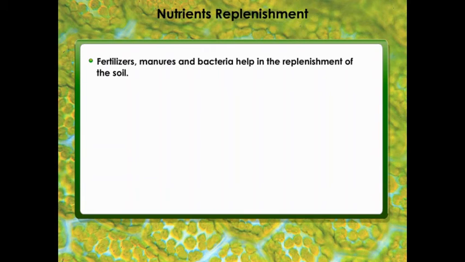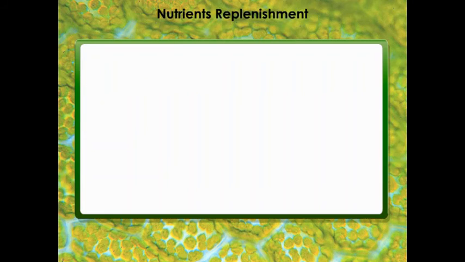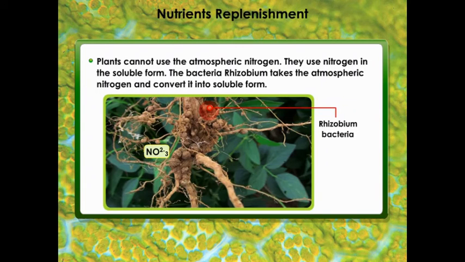Let us see an example of the role played by bacteria in fixing nutrients. Leguminous plants and Rhizobium bacteria. Plants cannot use the atmospheric nitrogen. They use nitrogen in the soluble form. The bacteria, Rhizobium, takes the atmospheric nitrogen and converts it into soluble form.